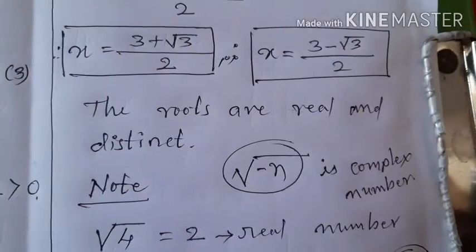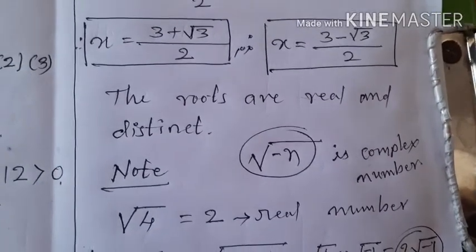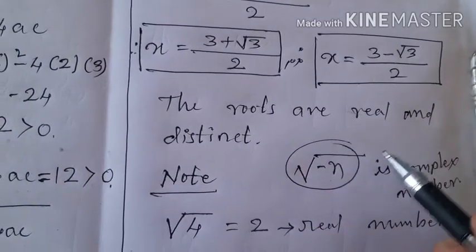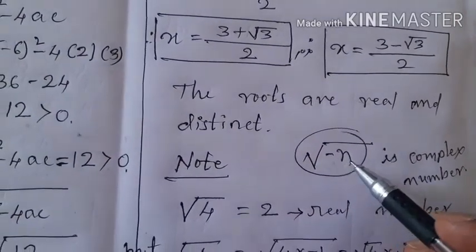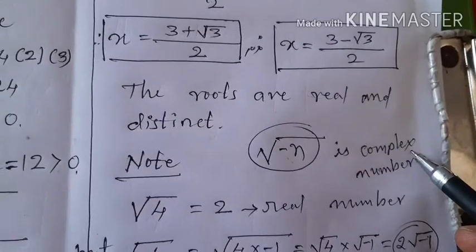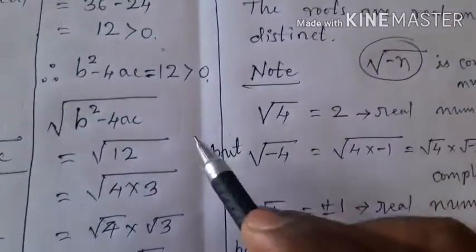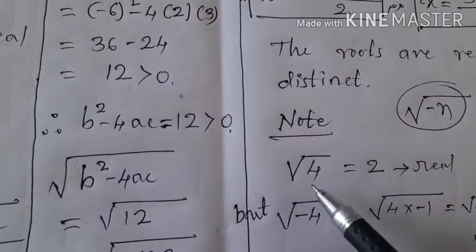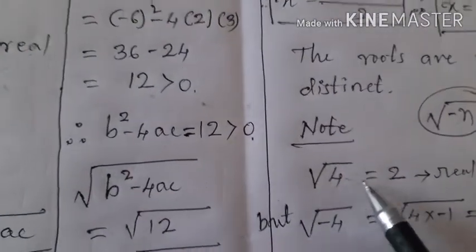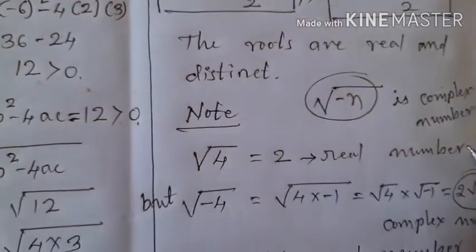Complex numbers or imaginary numbers are those which have this form: under the square root, if you find a negative number, then we call such a number a complex number or an imaginary number. See here, square root of 4: under the root there is plus 4, so I call it a real number, not a complex number. Square root of 4 is equal to 2, which is a real number.